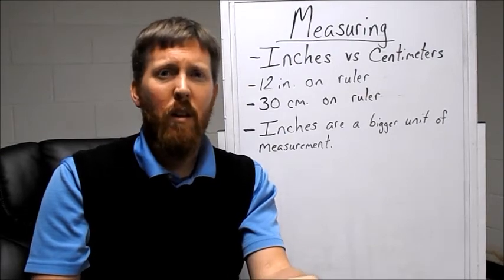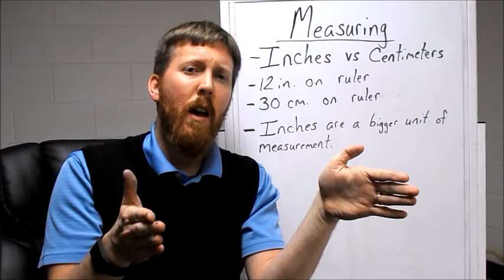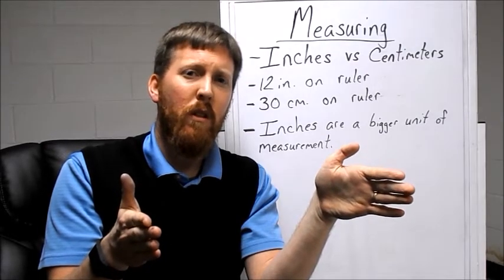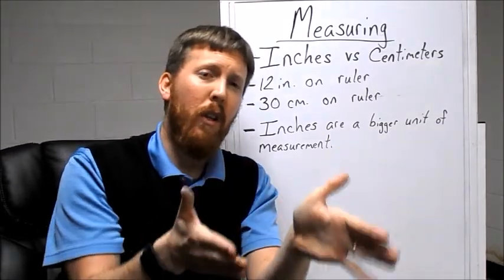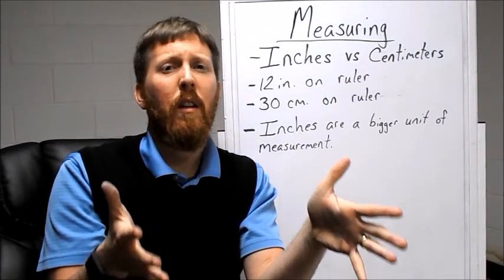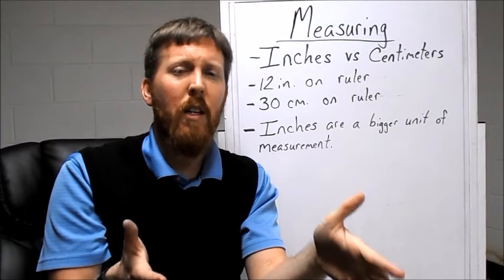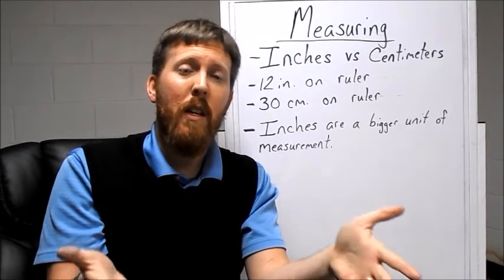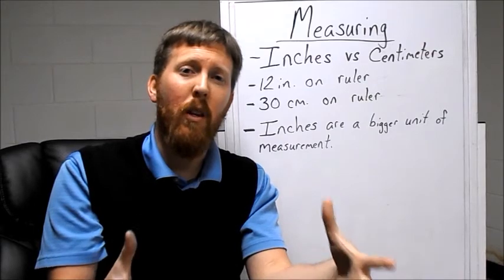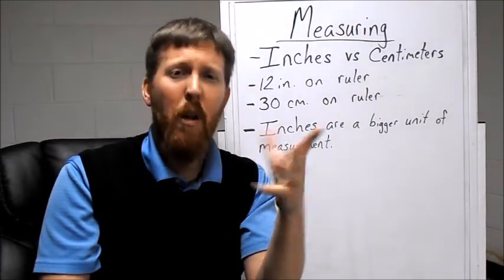Because, again, centimeters are a smaller unit of measurement. Think about this. On a ruler, one whole ruler, a foot, you have 12 inches. But if you flip that over and you look at the centimeter side, there's 30 centimeters. Guys, that is a whole lot more centimeters than inches. And the reason is because of the measurement. Inches are a bigger unit of measurement and centimeters are a smaller unit of measurement, a lot smaller.